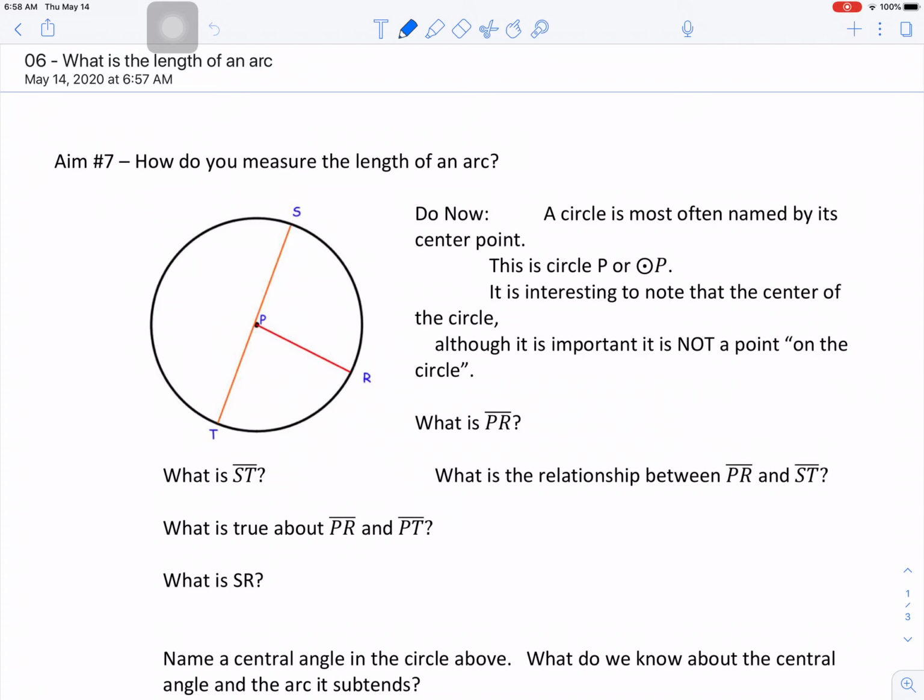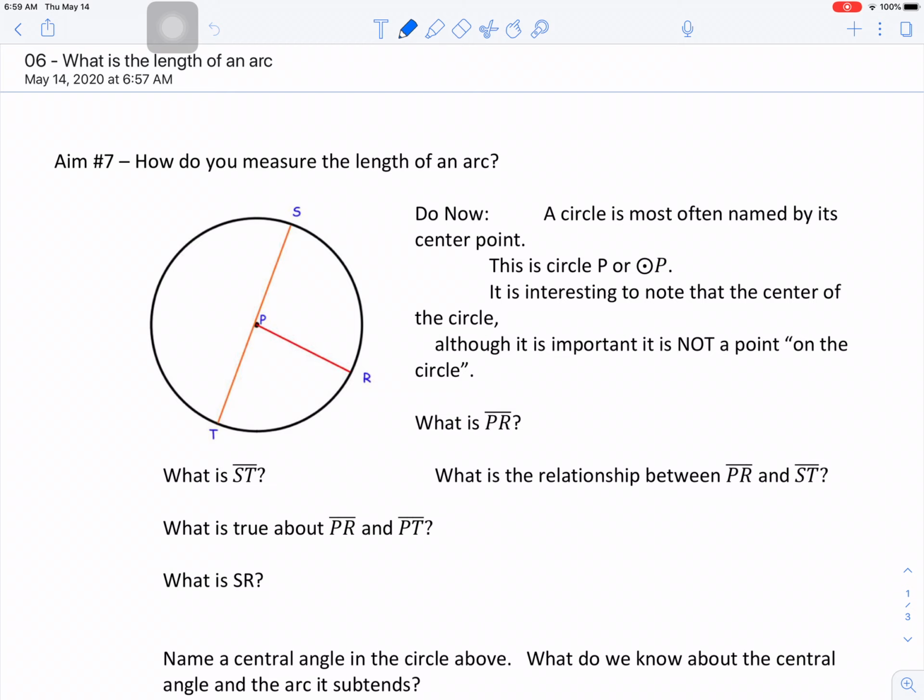Hello everybody, we're going to talk more about circles and their arcs today, and specifically we're going to distinguish between the measure of an arc and the length of the arc. So how long is the arc?